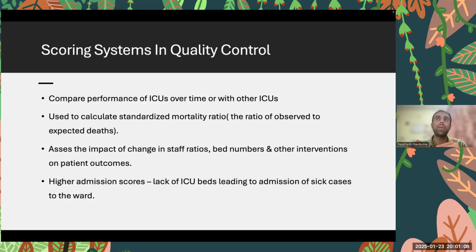So how can we know what is the expected death? Suppose a SOFA score of 20 has an expected mortality of around 40%. So at a SOFA score of 20, what is the observed death ratio in our ICU? Suppose SMR is around 1, then that means we are doing okay. If there is a lower SMR, then we are doing better. We are giving better care. If the SMR is high, like 2, 3, 4, 5, then that means we are doing a very bad job.